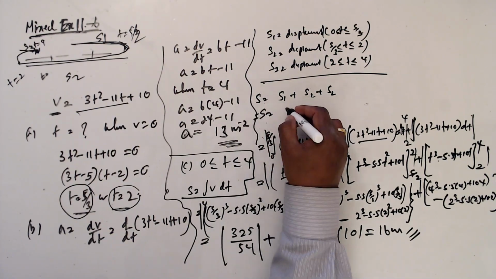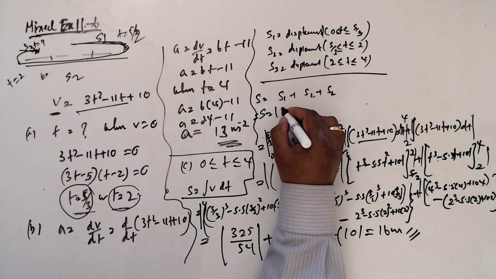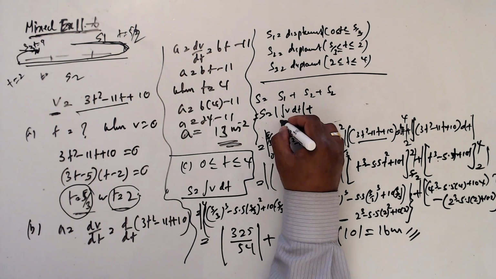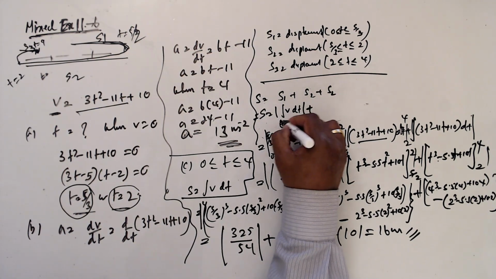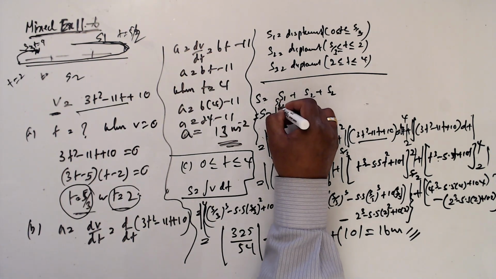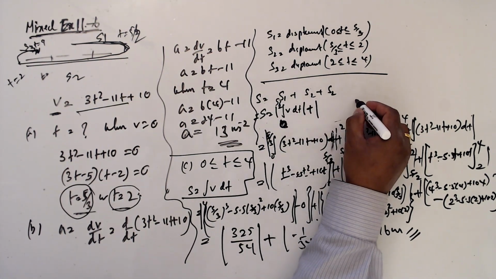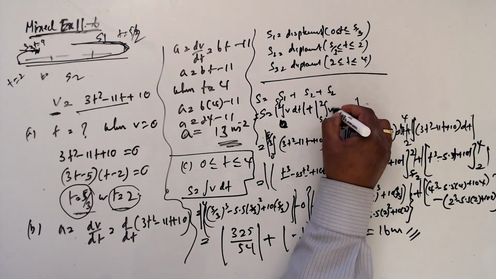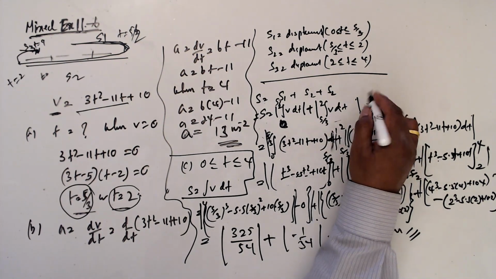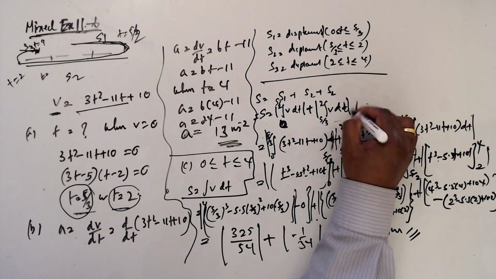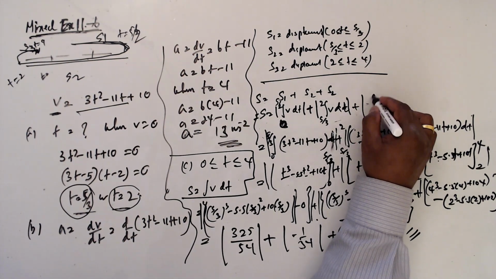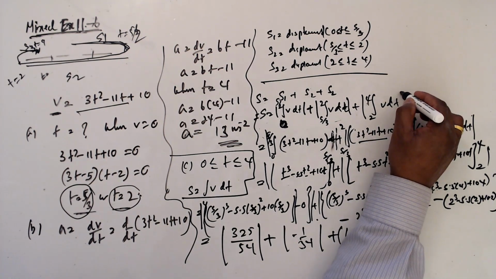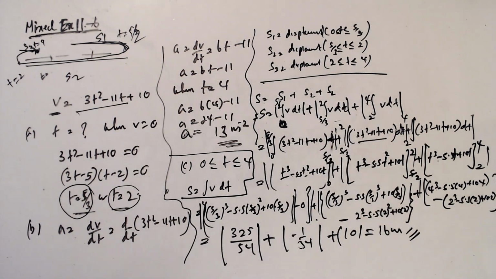So s equals, so this is mod value of, we want to integrate v dt and get the positive value, that is 5 by 3 to 0 to 5 by 3, and then again mod value, we want to integrate from 5 by 3 to 2 v dt and mod value, then add again mod value 2 to 4 v dt. So all positive values when you calculate.